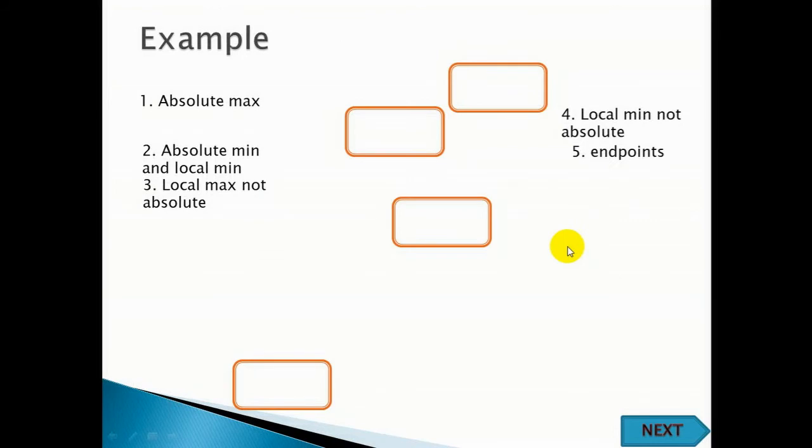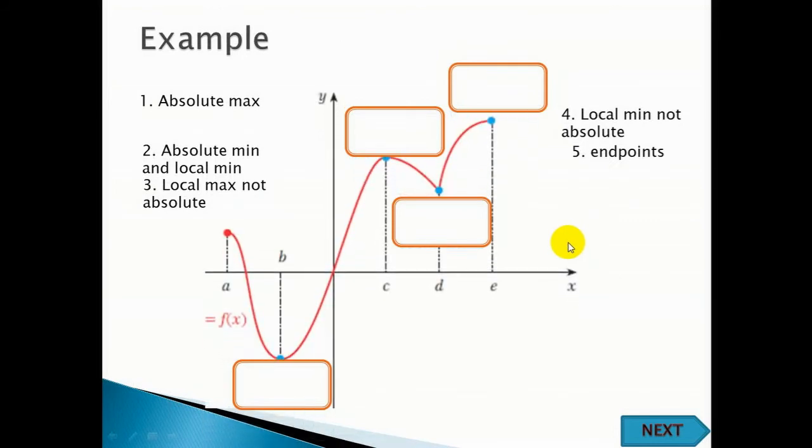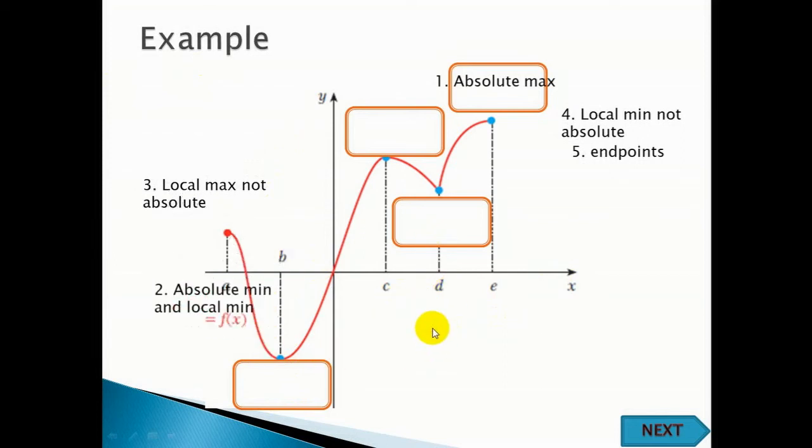Okay, example. Now you need to first identify the points in this example. What's the highest point here among A, B, C, D, E? As we know, the highest point is E, so E is the absolute maximum. After that, what is the lowest point? The lowest point among A, B, C, D is B. So B is the absolute minimum, of course. And it is a local minimum too, because B is the smallest point among A, B, C, D. Okay, now C and D.